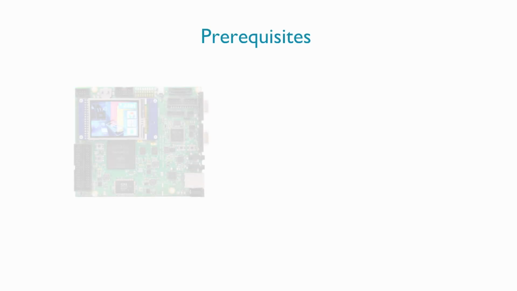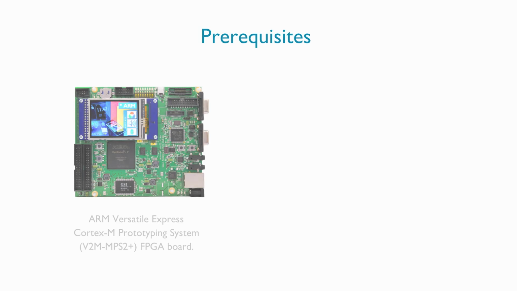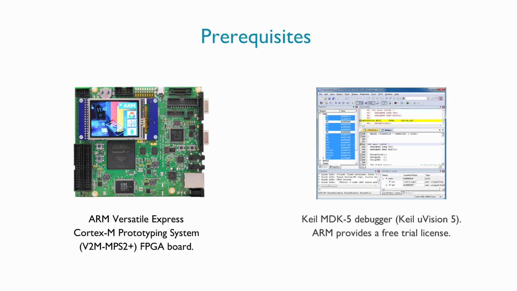To use Cortex-M3 DesignStart Eval with an FPGA board, you'll need an ARM Versatile Express Cortex-M prototyping system FPGA board, which is also called the V2M MPS2 Plus board. Out of the box, DesignStart only supports this board, and this is what we'll be using in this video. You'll also need the Keil MDK5 debugger, also called Keil Microvision. This is available to download from this address here.